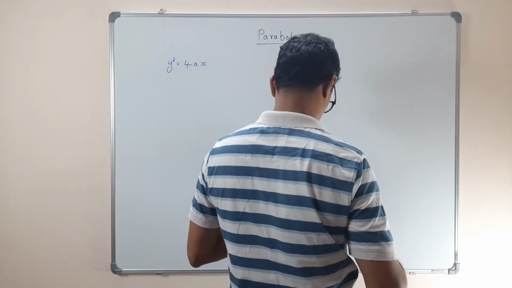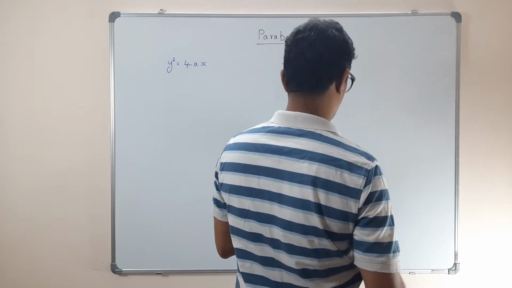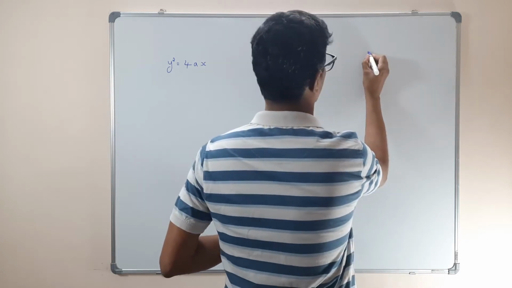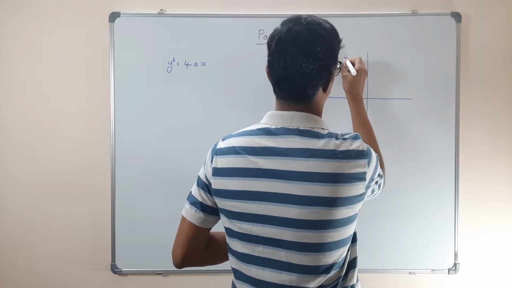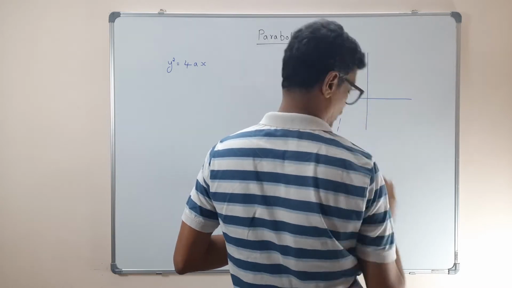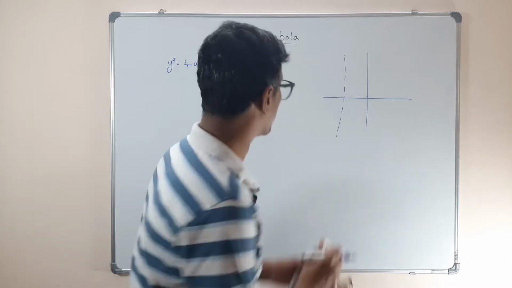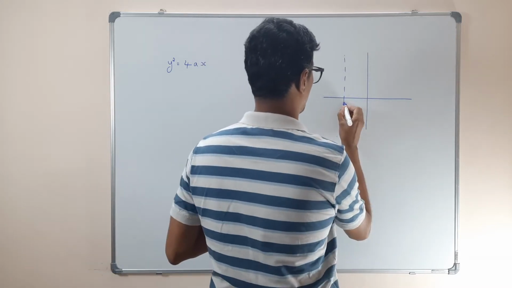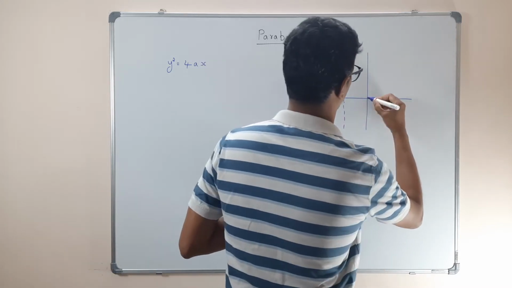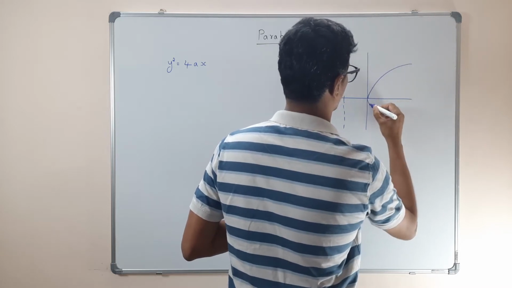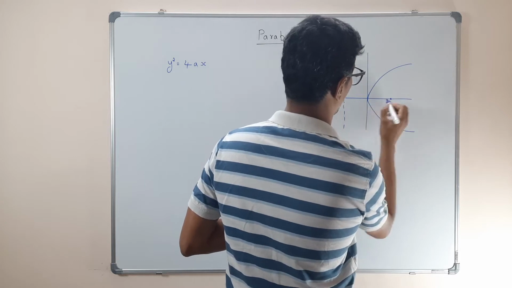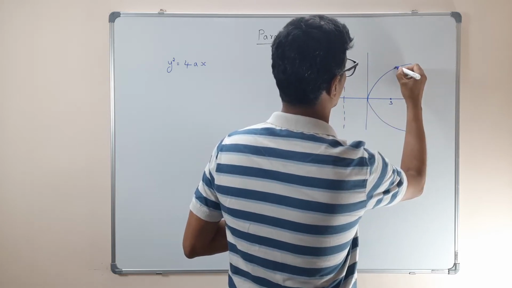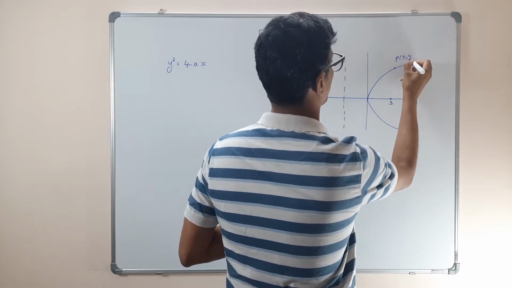So first, the axis. We will draw the axis. The directrix is like this. This is the directrix. And this was the parabola you draw. You remember that? Something like this. And here is the midpoint, the focus. And this is a point P, x comma y.